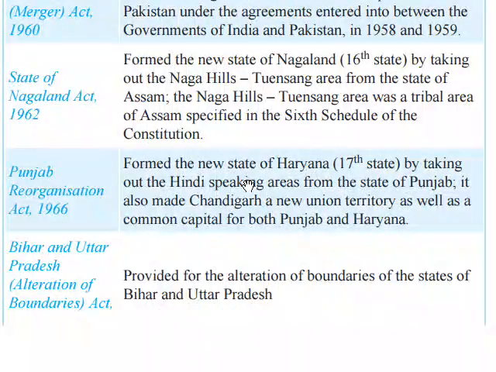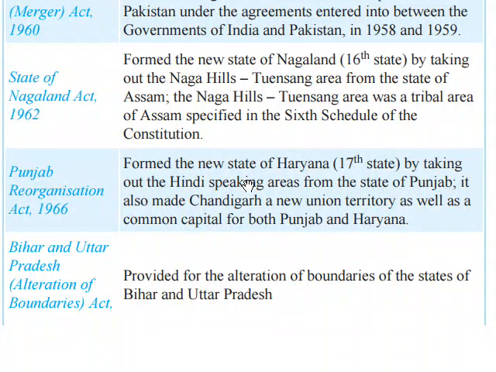1960, State of Nagaland Act formed the new state of Nagaland, the 16th state, by taking out the Naga Hills and Tuensang area from the state of Assam. The Naga Hills Tuensang area was a tribal area of Assam specified in the 6th schedule of the constitution.